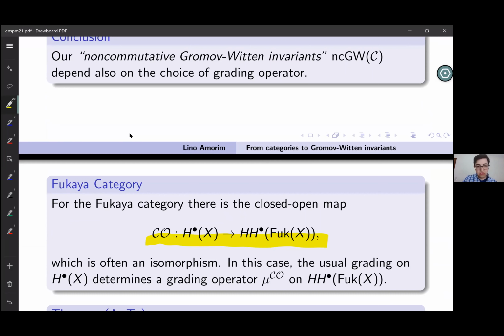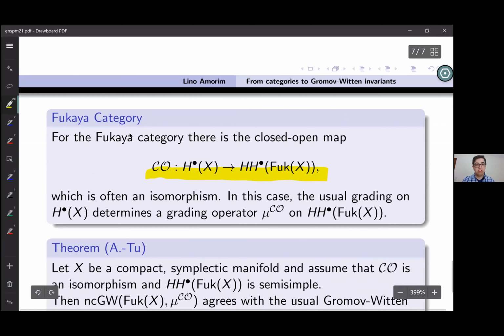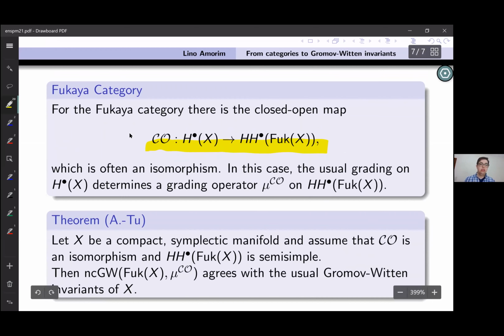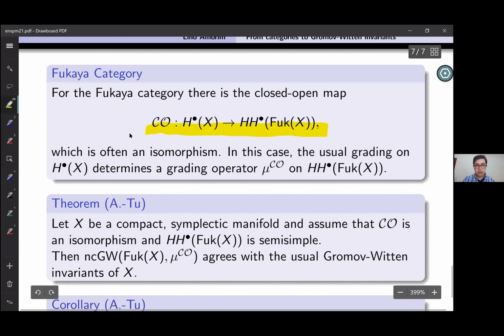Okay, and then what we do is on cohomology of X, there's of course an integer grading, and so we can use this isomorphism to pull it back to a grading on Hochschild cohomology, and then by dualizing it on Hochschild homology, that has all the properties that I put above. Okay, and then the theorem is that in this case, if we pick this grading, these non-commutative Gromov-Witten invariants do in fact give the usual Gromov-Witten invariants of X. Okay, so in this case, we can use this to prove kind of mirror symmetry statements automatically from homological mirror symmetry.